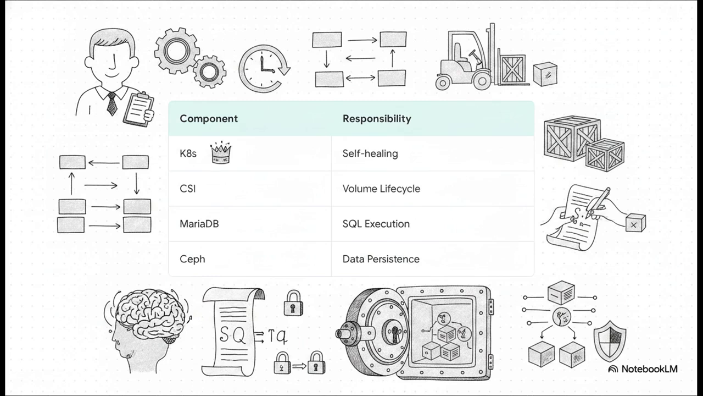Kubernetes is just the manager, handling the scheduling and self-healing. CSI is your supply chain, getting the storage volumes created and mounted. MariaDB is the brain, executing the SQL and ensuring transaction consistency. And Ceph? Ceph is the vault, handling the actual data persistence, replication, and keeping things fault-tolerant.